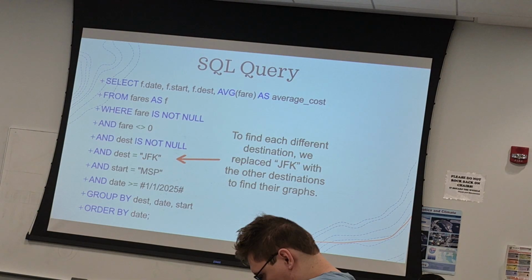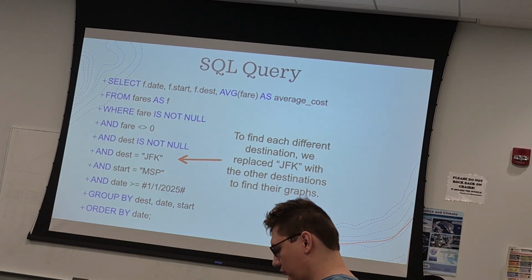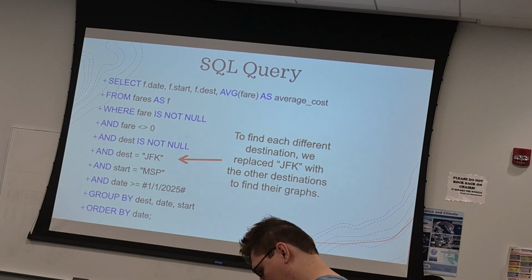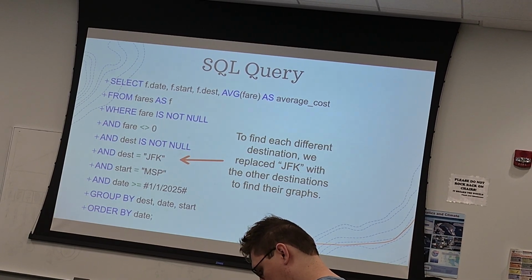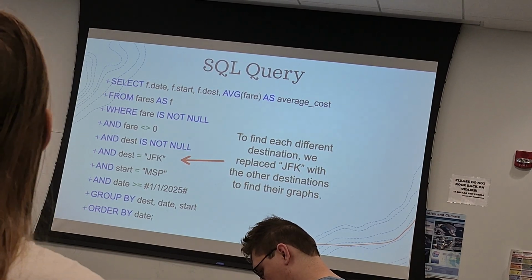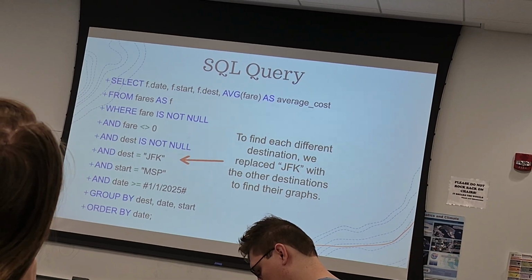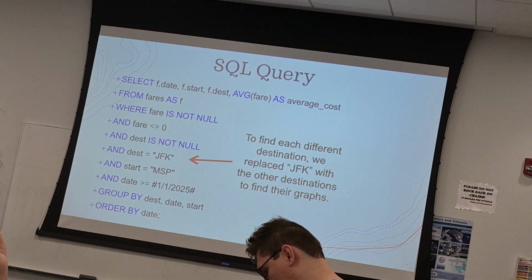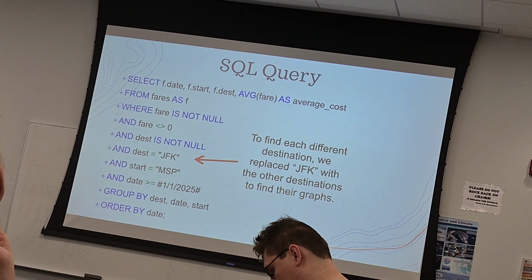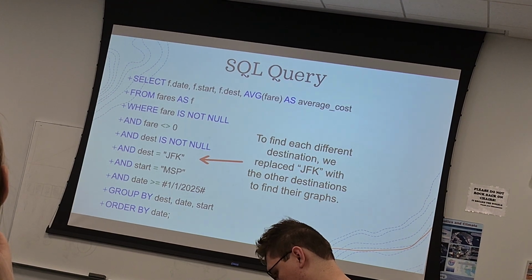Okay, so for our baseline graphs, this is the SQL query we ran. It selects all these columns, the dates, start, and destination, and takes the average of the fares and puts that as the average cost in our table. And it's from the fares table, where fare is not null and fare is not equal to 0, and the destination is not null.